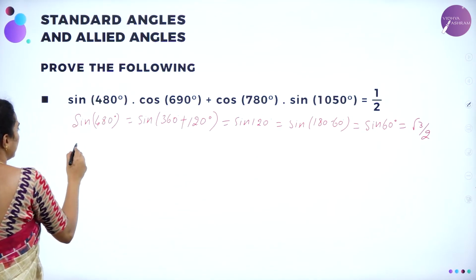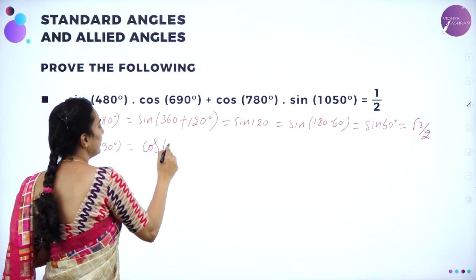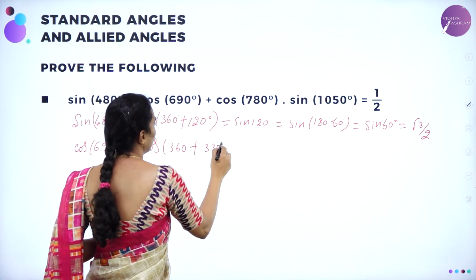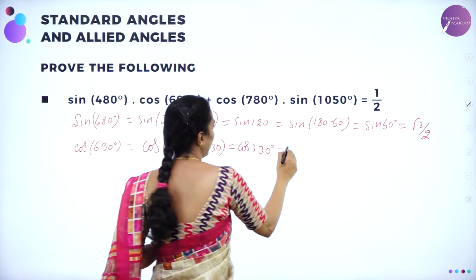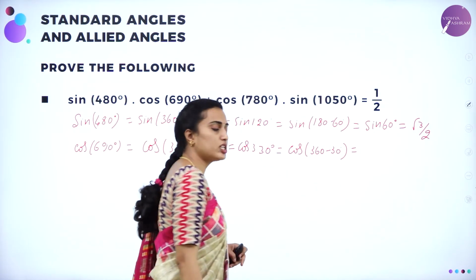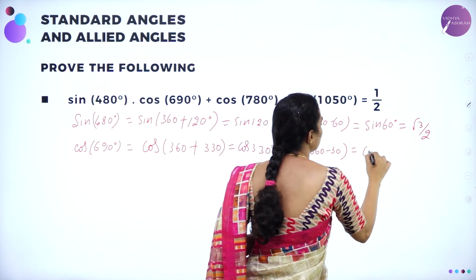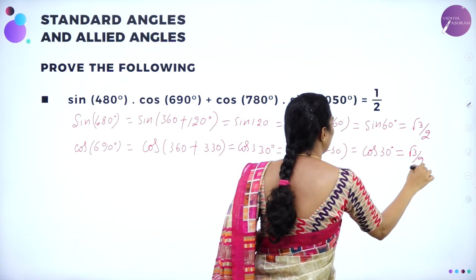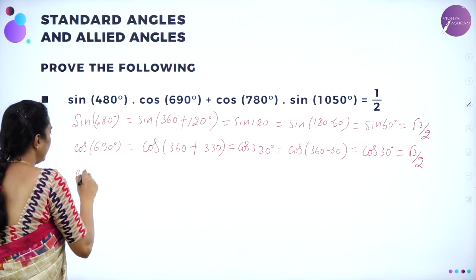Again, we'll calculate cos 690 degree. Cos of 360 plus 330, which is 690. Cos of 360 plus theta is cos theta. Cos 330 degree can be written as cos of 360 minus 30, which gives you 330. 360 minus theta falls in the fourth quadrant. Fourth quadrant cos is positive. So cos 30 degree. Now cos 30 degree value is root 3 by 2. Right? We'll move on to next, finding cos 780 degree.